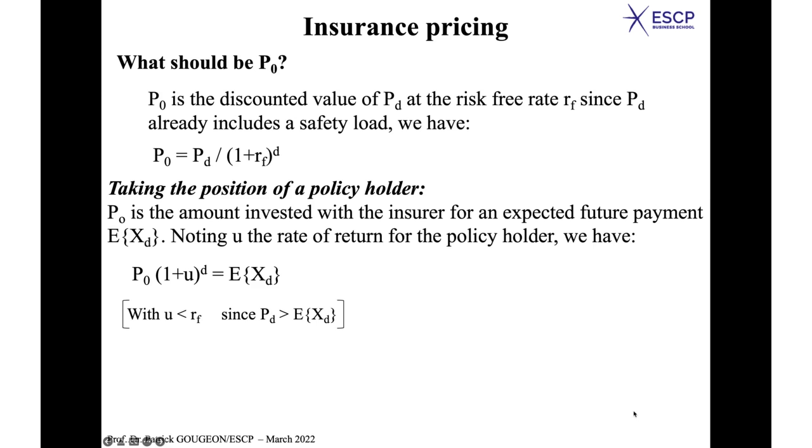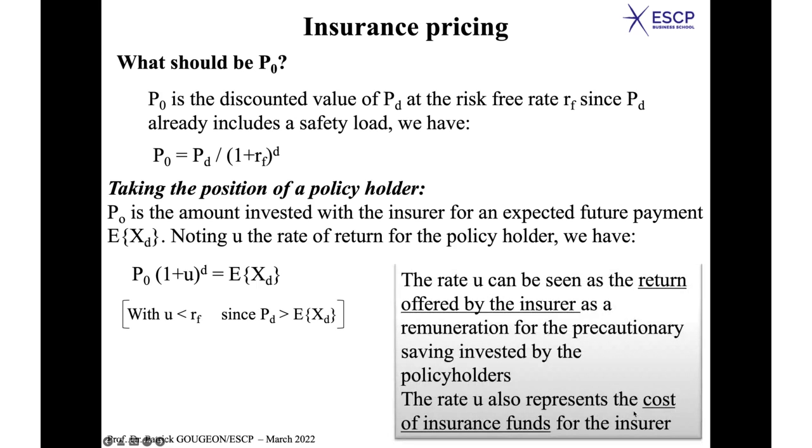Okay? And what is expected in terms of return? E of XD. Since the policyholders altogether have paid P0 to start with, if they expect an expected amount of E of XD at the end, it means that they have a certain return, which is U here. So U can be seen as a return for policyholders, or as a cost of funds for insurers.